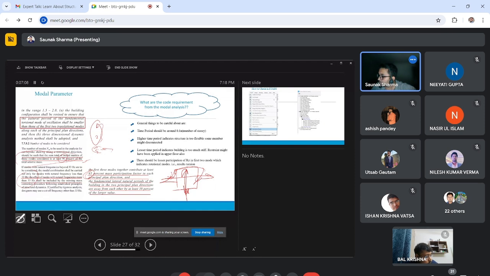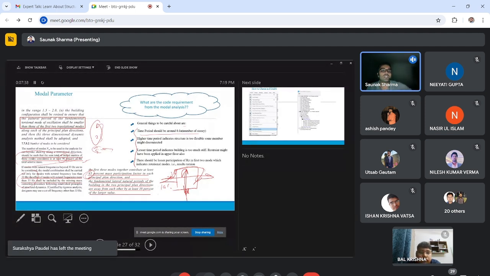And another is that the time periods of the first and second modes, in the two principal directions, should be away from each other by 10% of the higher mode. The general thing to be considered is that the time periods should differ by 10%.